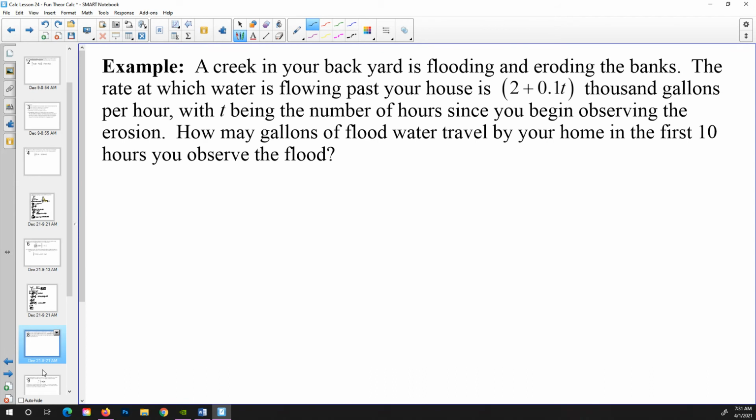Another example: a creek in your backyard is flooding and eroding the banks. The rate at which water is flowing past your house is 2 plus 0.01t thousand gallons per hour, with t being the number of hours since you began observing the erosion. How many gallons of flood water travel by your home in the first 10 hours as you observe the flood?